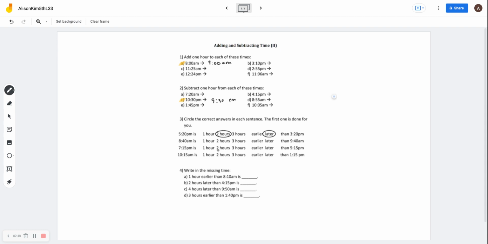I wasn't going to go over number 3 since it does one for you, but I'll just explain the one that it did. So it says 5:20 p.m. is blank hours earlier or later than 3:20 p.m. So what you need to realize first is that 5 is greater than 3, right? So obviously it will be later than 3:20. So we already got that down. Now we just need to find out how many hours later it is. The minutes are the same, 20, right? So we just focus on the 3 and the 5. Now, 5 minus 3 is just 2. So it's going to be 2 hours later than 3:20. That's why they circled 2 and later.